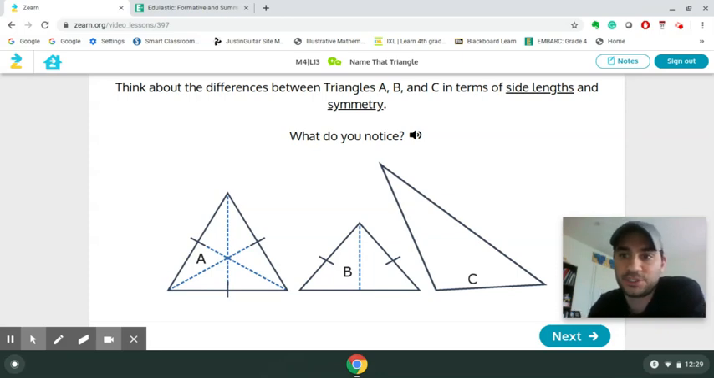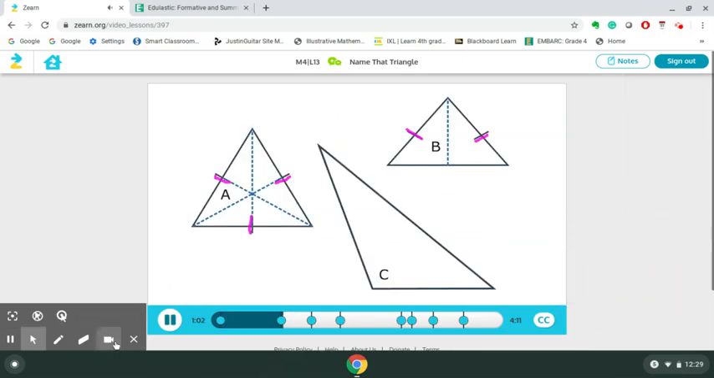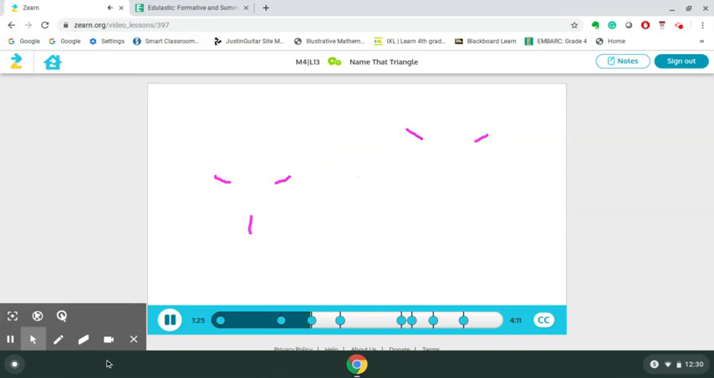All right, my friends, you are back. Let's go examine the side lengths and lines of symmetry. What do you think's going on, Sophie? Well, triangle A has 3 equal sides and 3 lines of symmetry. And triangle C has 3 different side lengths and no lines of symmetry. Great observations. Also, notice that triangle B has 2 sides that are equal, but only 1 line of symmetry. What else do we know about triangles?